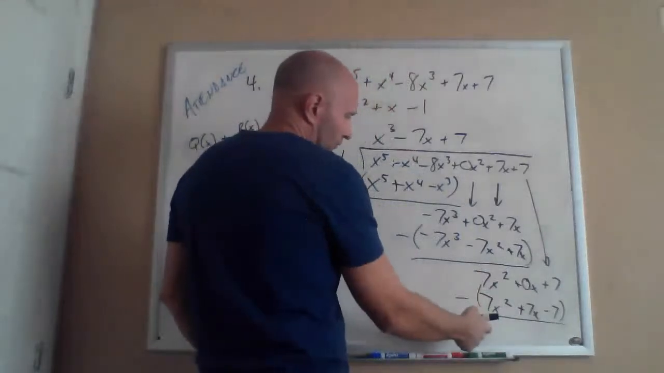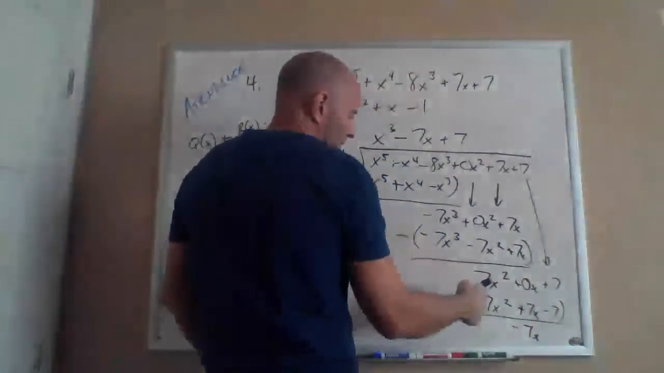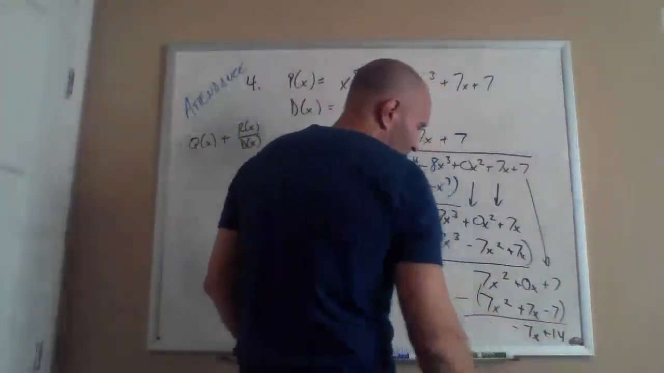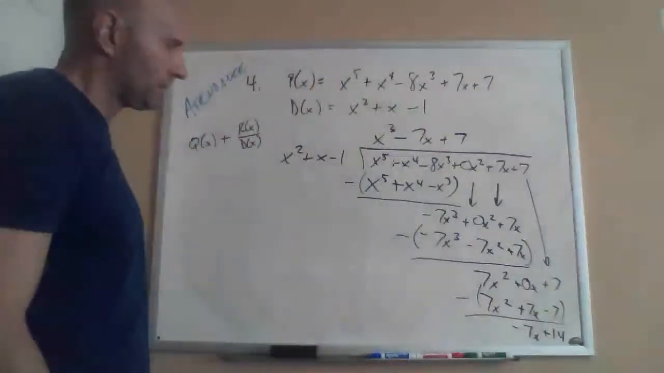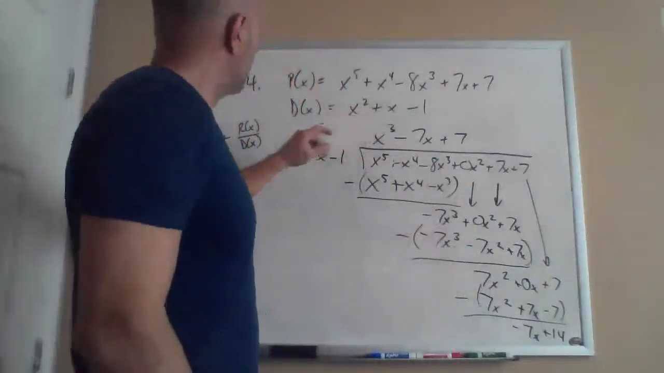Subtract this. The x squareds are gone. Minus 7x, 7 minus a negative 7, 7 plus 7, so plus 14. So this is our r of x, and this is our q of x.